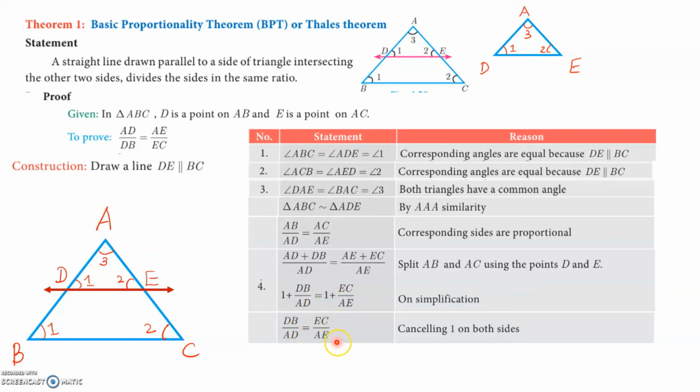We have DB by AD is equal to EC by AE. Now let's take the reciprocal of it. So the reciprocal, you will get the AD will go up and DB will come down. So AD by DB is equal to AE by EC. So you can see that's our required proof for the theorem. It was a very simple way to prove the theorem.